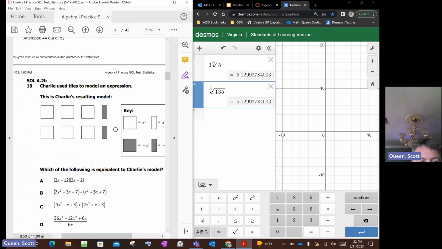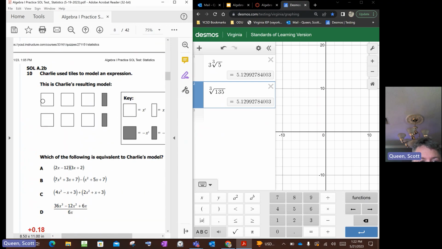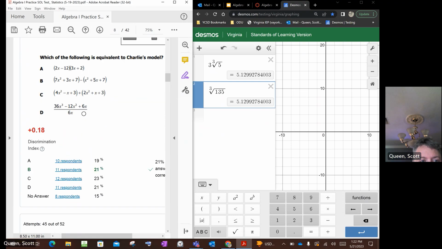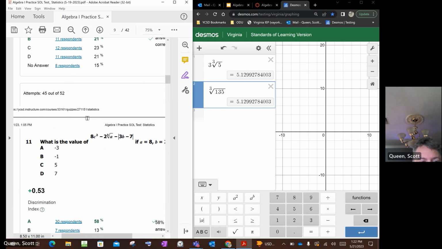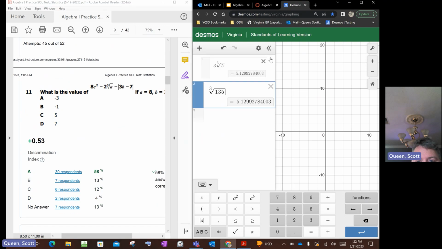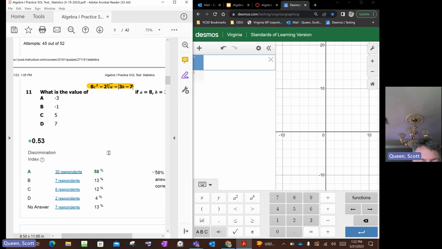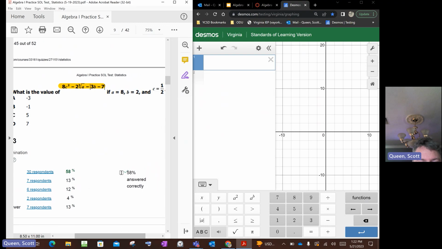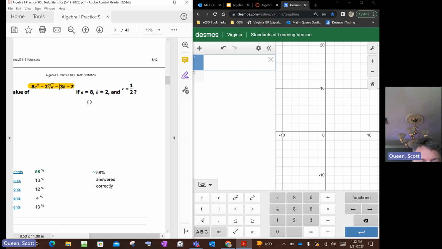All right, moving on. Oh, not lots of words, but this is something we may or may not have seen. We'll come back to it. All right. 11. 11's a lot of fun. What is the value of this? And then it gives us these values here. A is 8, B is 2, and C is 1/2.